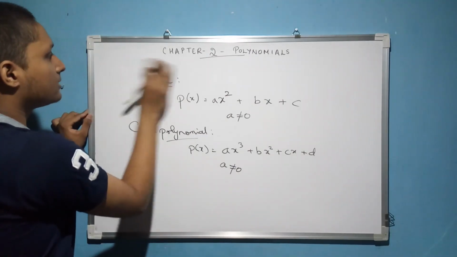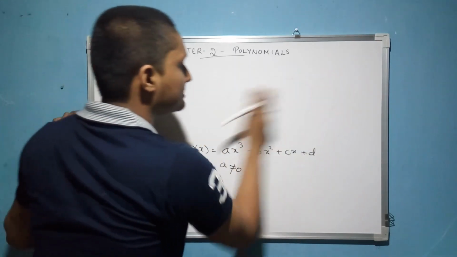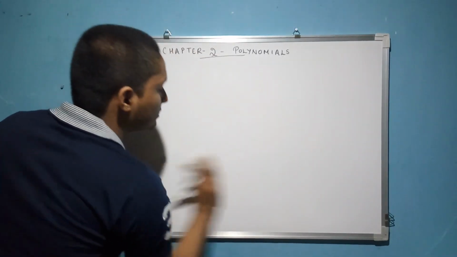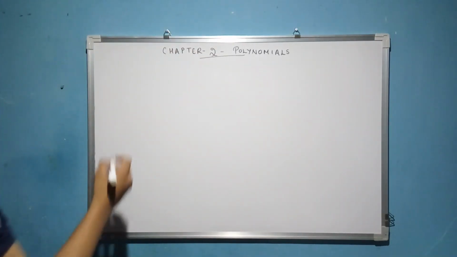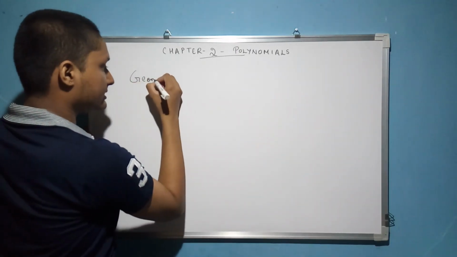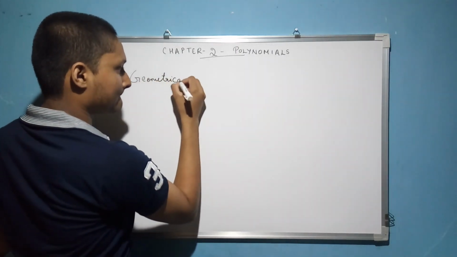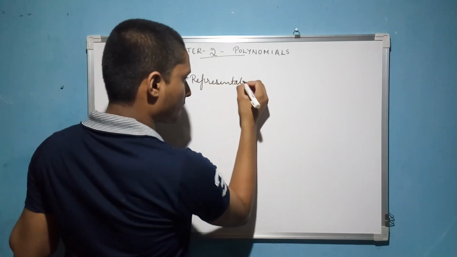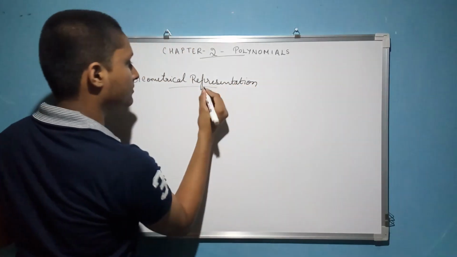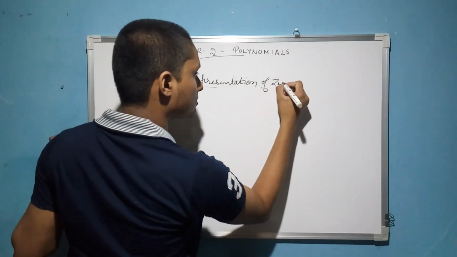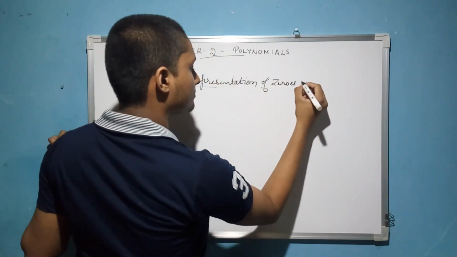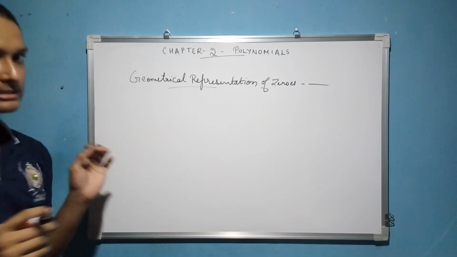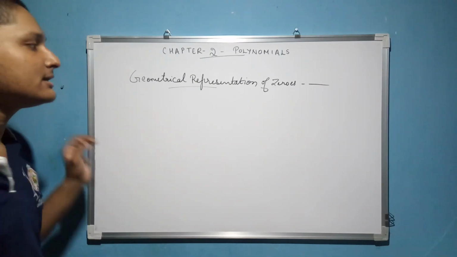So we are just going to learn a little bit more about what the zero of a polynomial is with the help of geometrical representation. Geometrical representation of zeros of the polynomial. So I can just tell what the zero of a polynomial is.